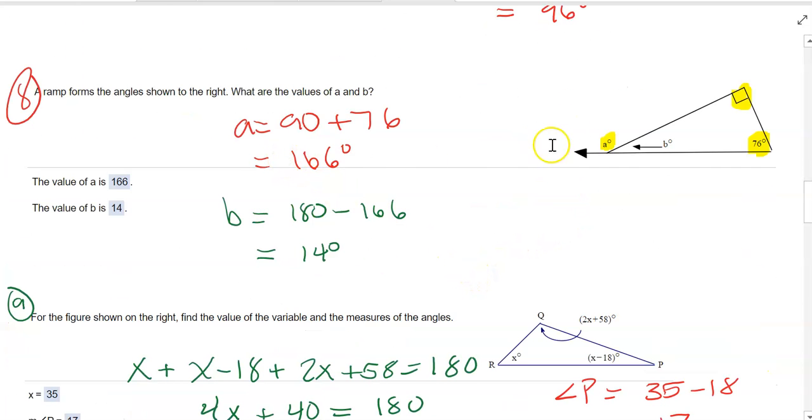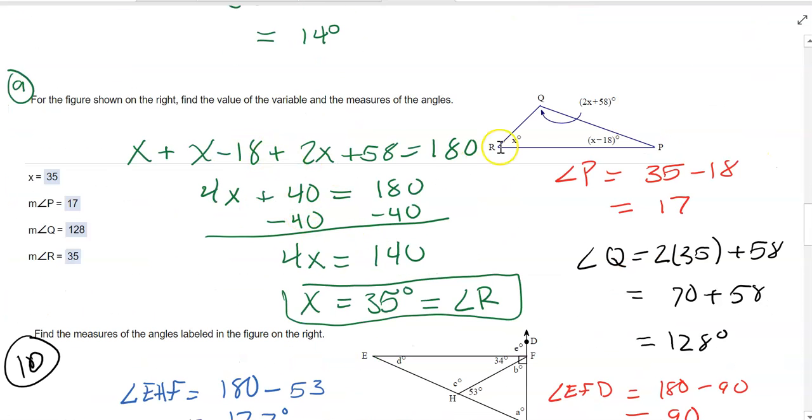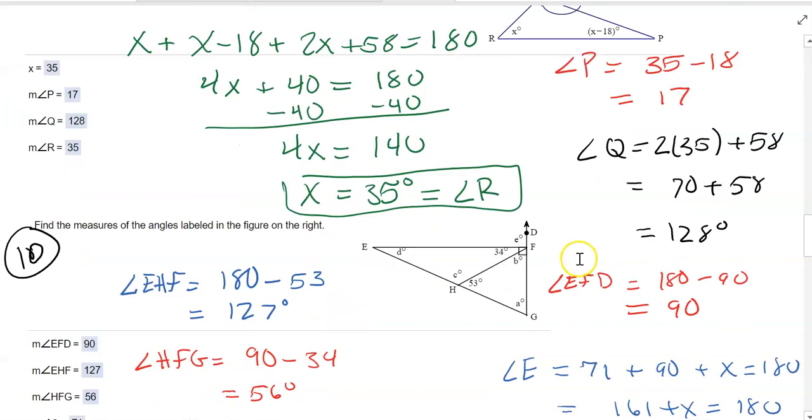And number 8, we see that we are adding 90 and 76, and that is equal to our angle A. And in order to get B, we're subtracting that from 180 degrees. And in number 9, we see that we have 3 different angles here, and we need to set their sum equal to 180. And then we use that to solve for x, and we find it's 35 degrees. And then once we get 35 degrees, we realize that that is also equal to the measure of angle R. And to find the measure of angle P, we simply plug that in and subtract from 180. And here, to find angle Q, we plug that in for x, and we find that it is 128.